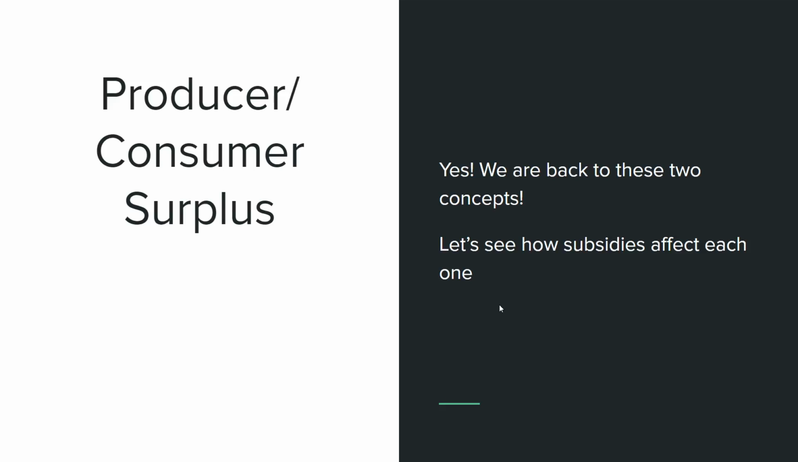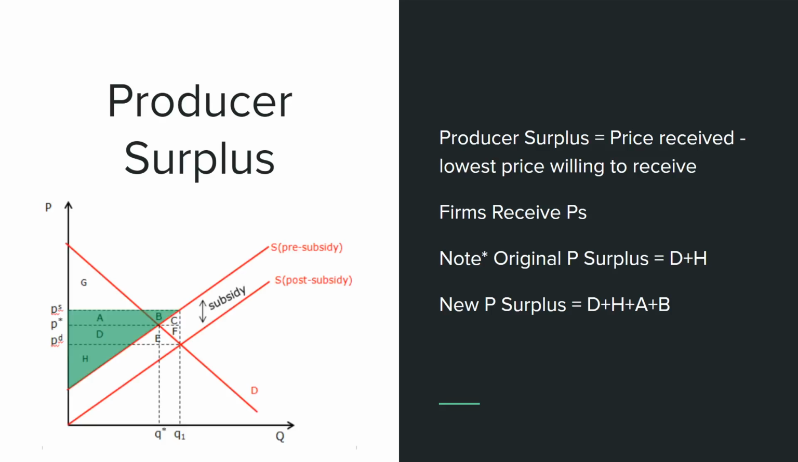We now move on to the last concept here, which is going to be producer and consumer surplus. So yeah, we are back to these two concepts again. We talked about them in demand and supply. So let's see how subsidies affect each one of these surpluses. So producer surplus, just to recap, is the price received minus the lowest price that producers are willing to receive. So firms receive price PS, right?